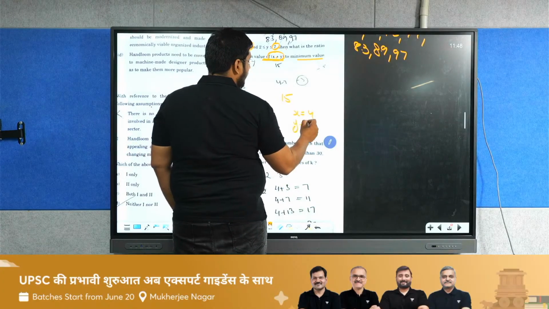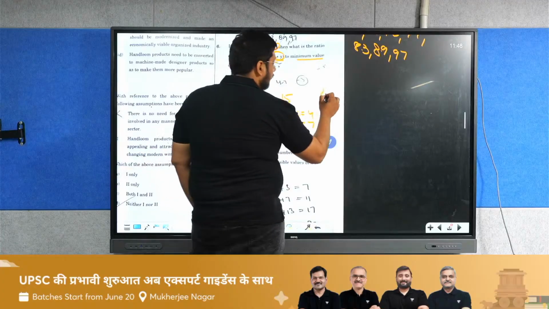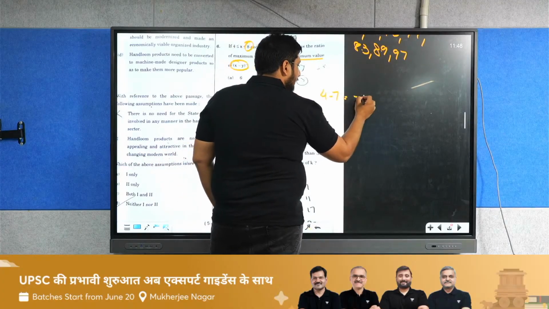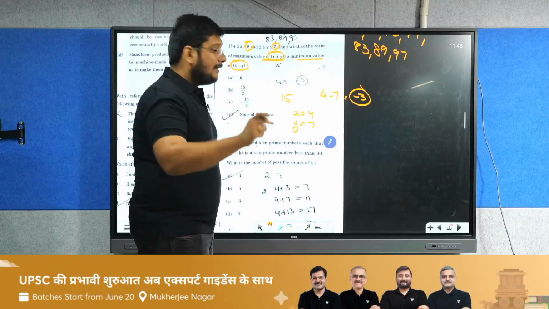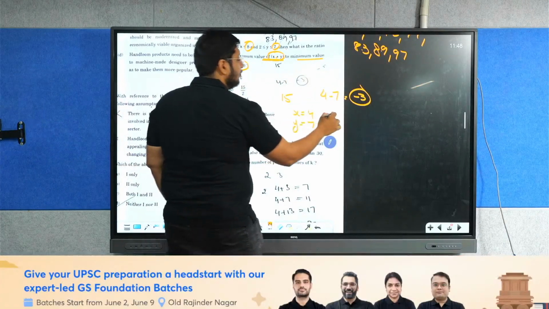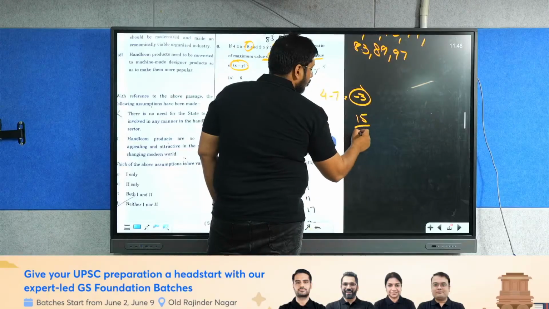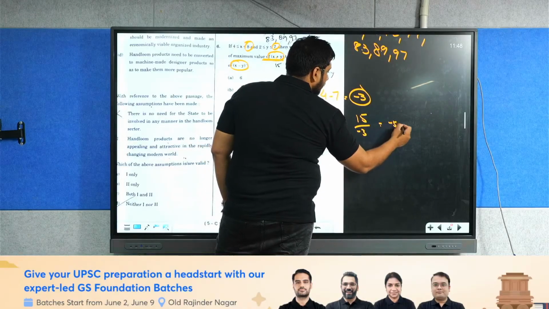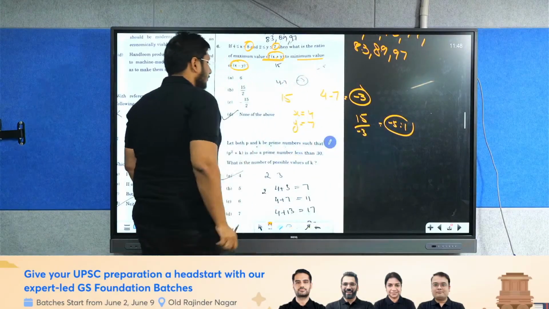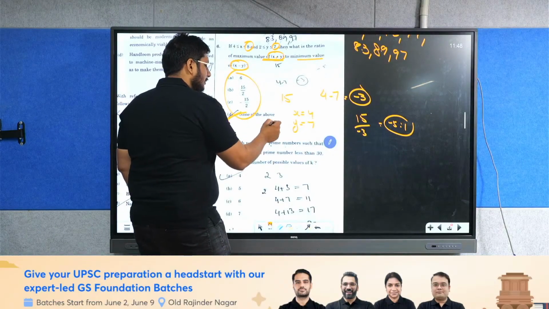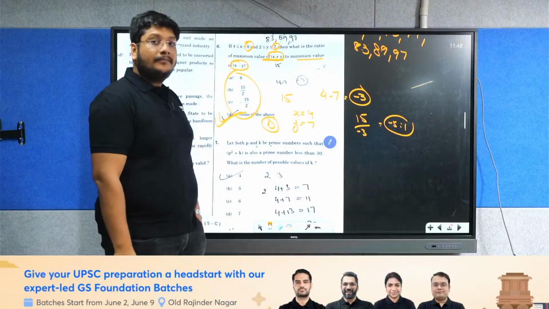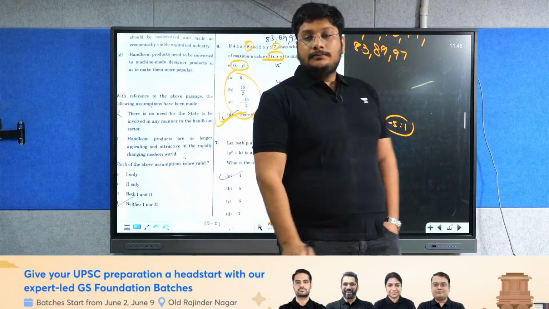What is the maximum value of y? 7. So 4 minus 7, minus 3, is the smallest value of x minus y. And the ratio of this, 15 to minus 3, would be minus 5 raised to 1, or minus 5. But I don't see that in the options. That means option D is the correct answer, none of the above. I hope I am clear till here.